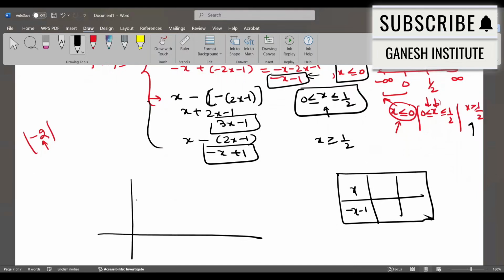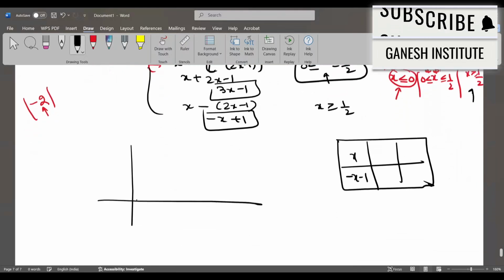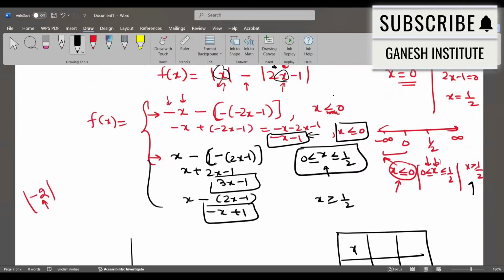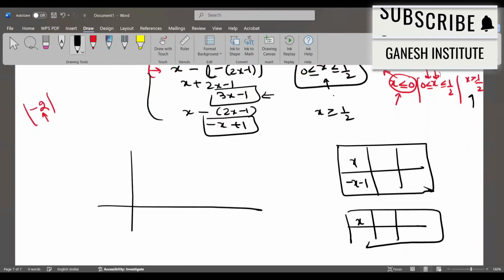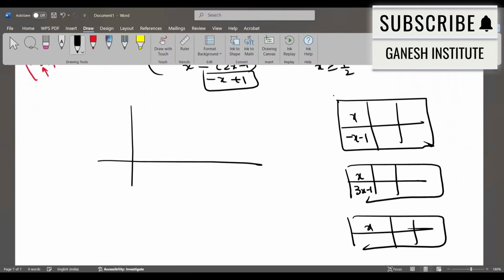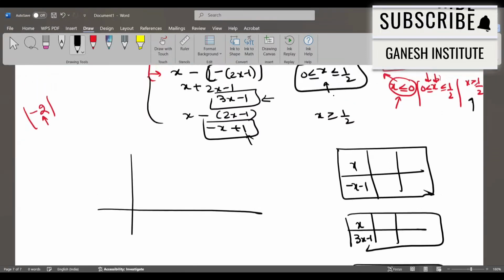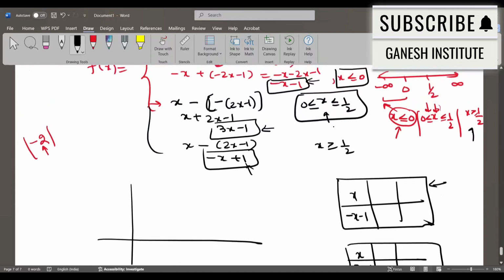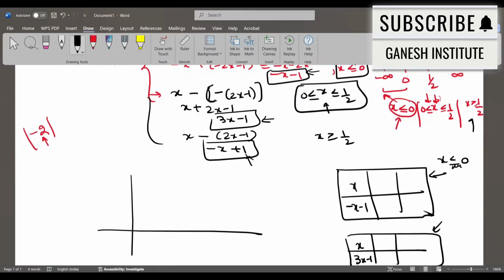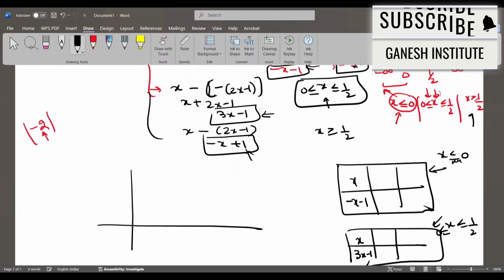X, and in place of y, you have minus x minus 1. Then you take x, then you have 3x minus 1. And then you plot another table, x minus x plus 1. But remember that for these x, you have to take values lesser than 0. For this, lesser than, only lesser than, not equal. For this one, 0 to 1/2, and for this one, greater than 1/2.